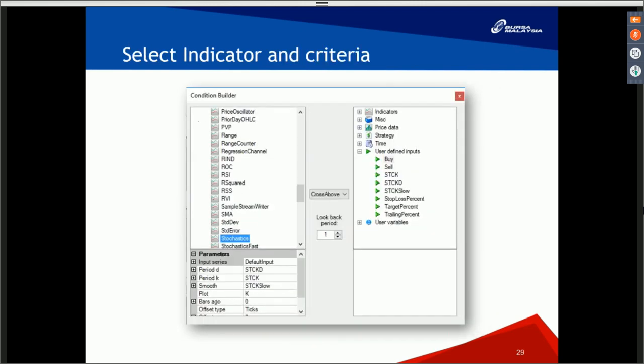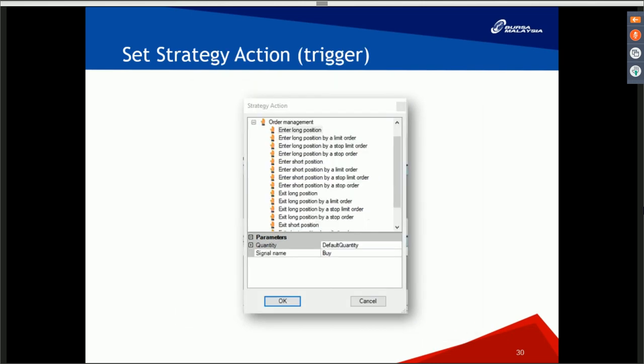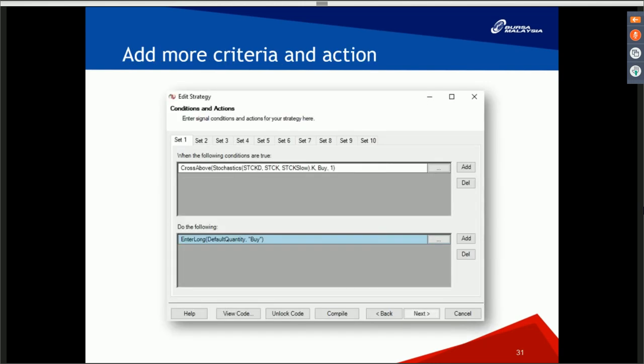Second is to use a stochastic to trigger a signal. For the buy and sell signal, I'm using the stochastic crossing above this signal. So in this case, when the stochastic crosses above a certain percent, I enter into a buy position. And because with stocks you can buy, you cannot short sell first.